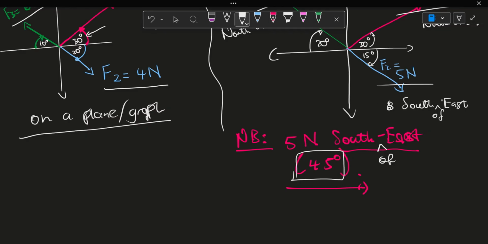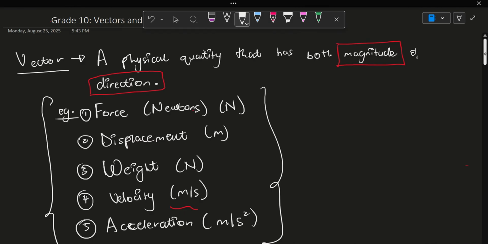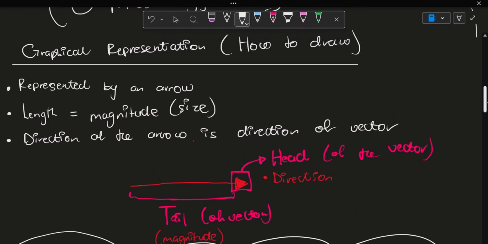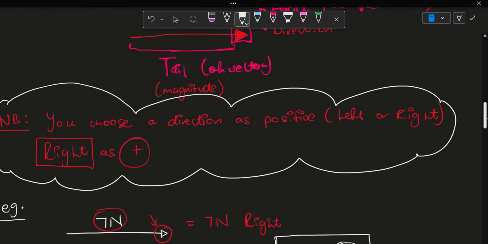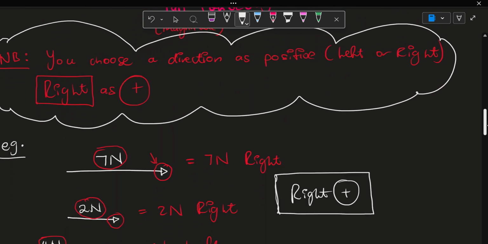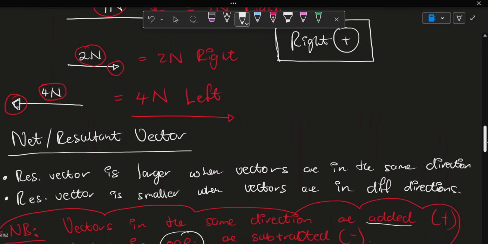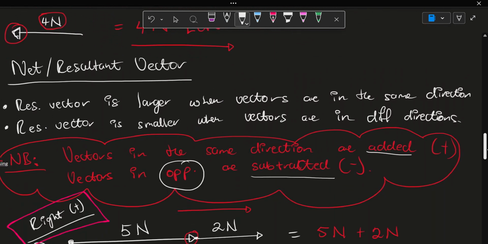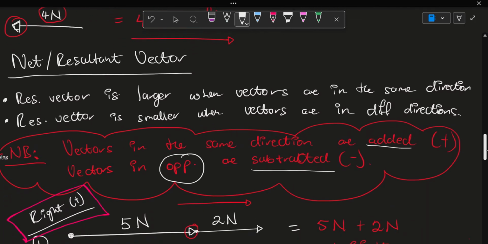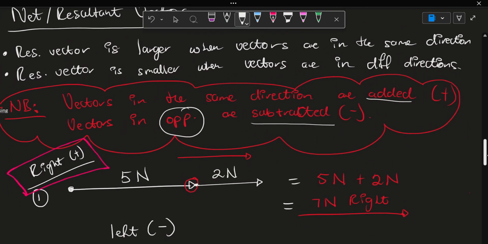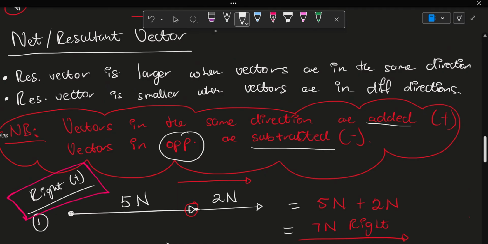But anyway, what have we looked at? We have looked at vectors and scalars. We've looked at different types of vectors and different types of scalars. We've looked at the graphical representations, how to actually draw a vector. We've looked at the important part of direction convention as positive. We looked at different ways in which you add and subtract vectors. We've looked at the resultant vector.